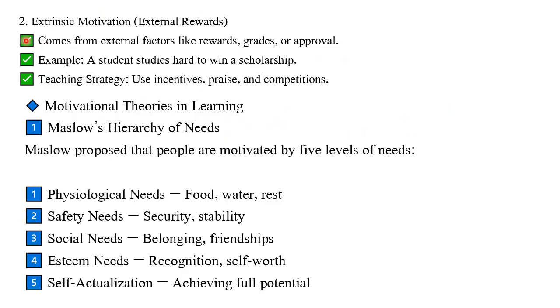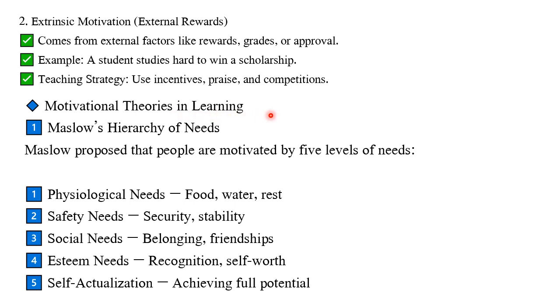Second one is extrinsic motivation, that is external rewards. It comes from external factors like rewards, grades, or approval. Example: a student studies hard to win a scholarship. Because those students work hard, they are able to achieve their targets. They win a scholarship, that is extrinsic motivation. The teaching strategy: use incentives, praise, and competition.